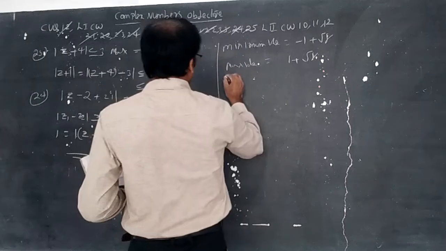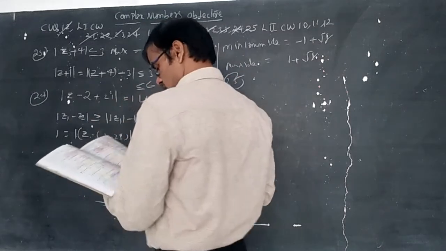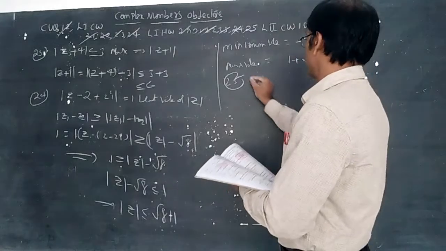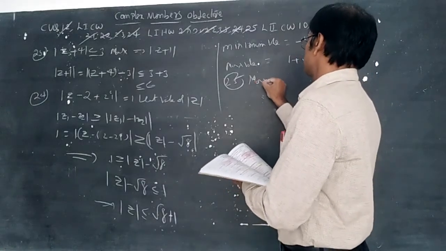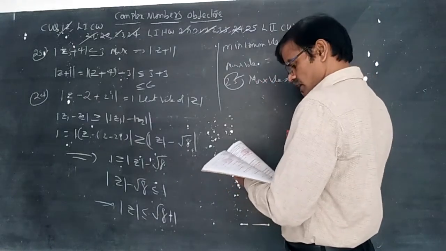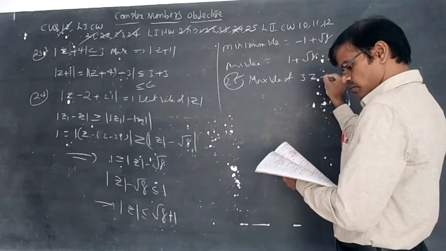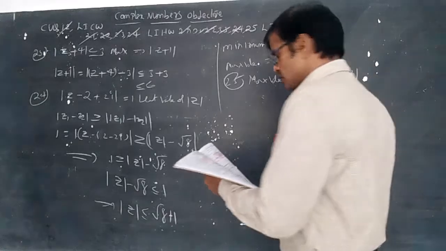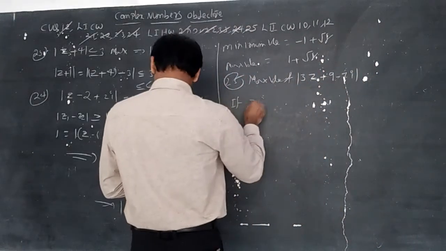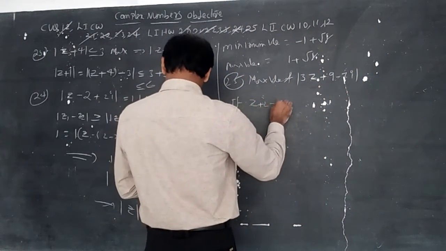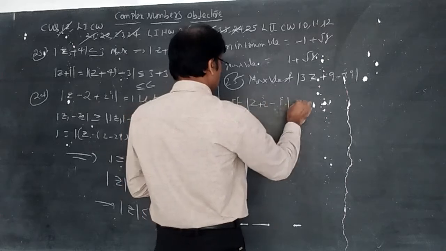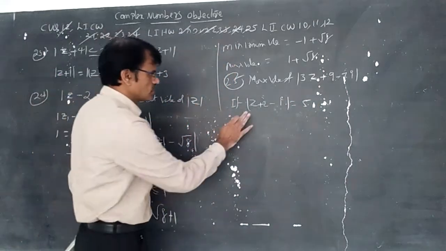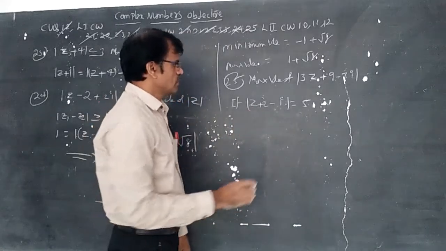Now the 25th question. Find the maximum value of modulus of 3z plus 9 minus 7i, given that modulus of z plus 2 minus i is equal to 5. It depends upon this one, so better to understand it.